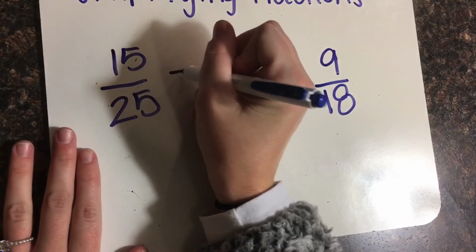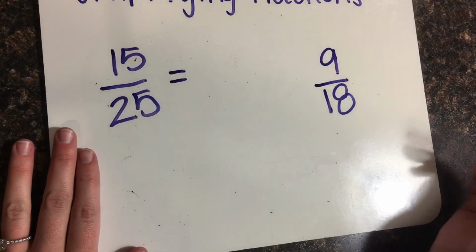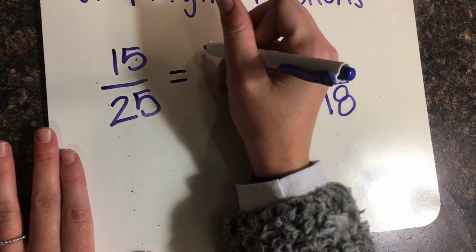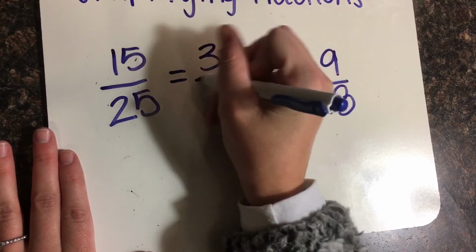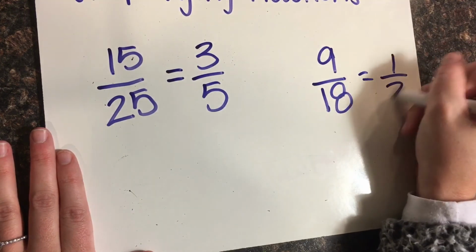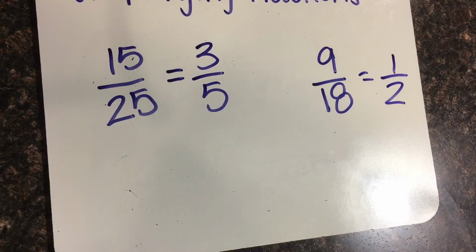All right. So now that you've done all the hard work, the answers or the solutions to these problems are 3/5 and 1/2. Go ahead and check your work. If you have any issues, go see the teacher or rewatch the video.